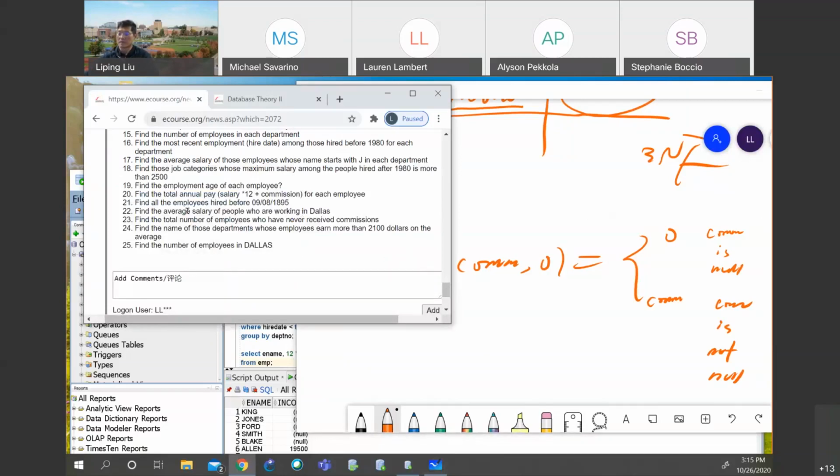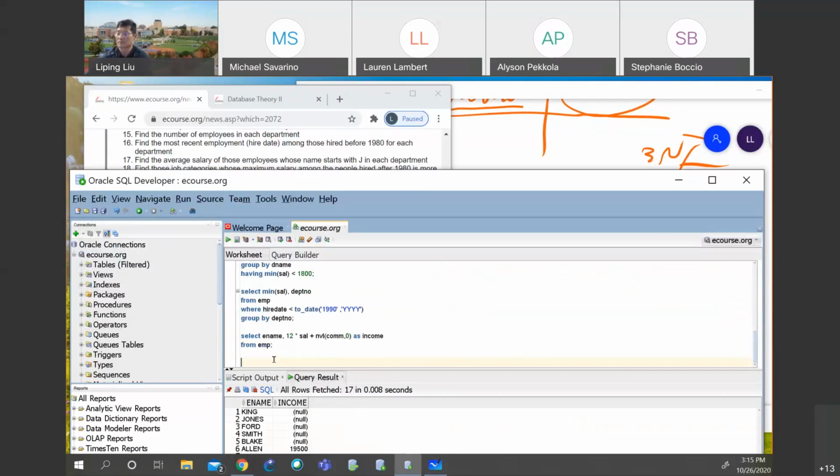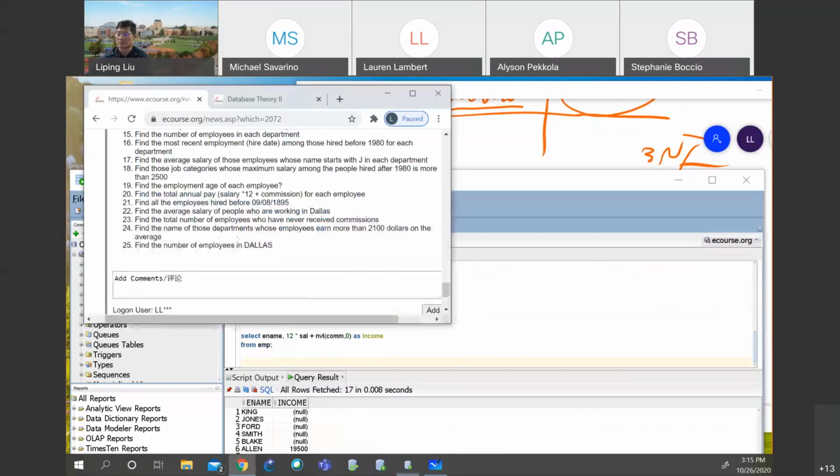Okay, average salary of people who work in Dallas. So in this case, you do select cases, but you need to do both. So let's just do that one as the last one, I think. Okay, so I'll do that as the last one. All right, so what do we do? We find the total number of employees, 22, right? Find the average salary for people working in Dallas.